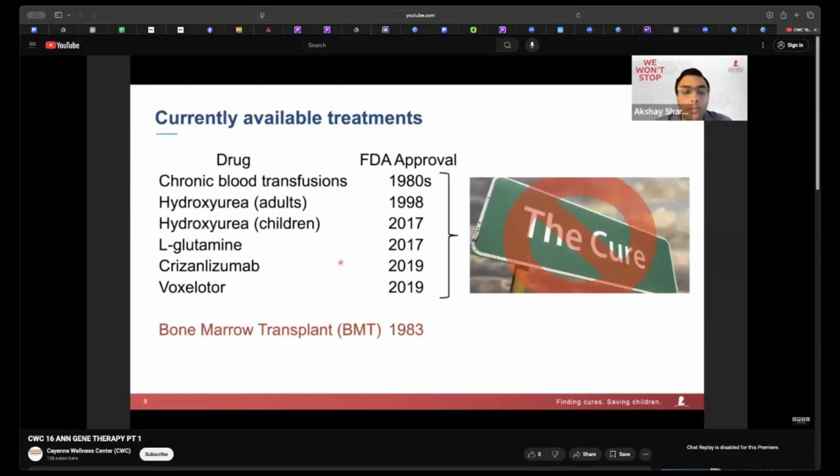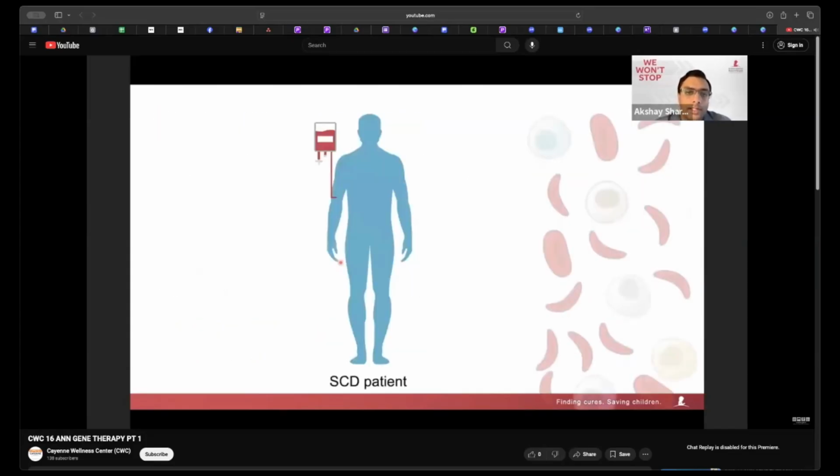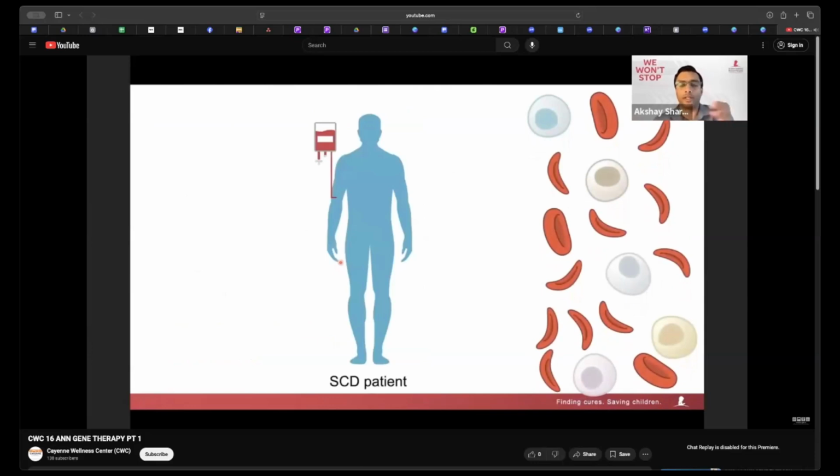We've also known about bone marrow transplant, or BMT, since 1983, when it was first performed. And then last year in December, not one but two gene therapies were FDA approved for sickle cell disease. And so, how do we do bone marrow transplant? Let's talk about that first, and then we'll dive into gene therapy.